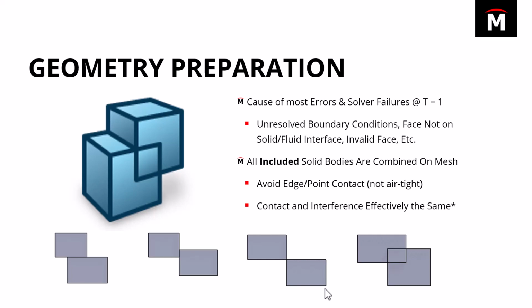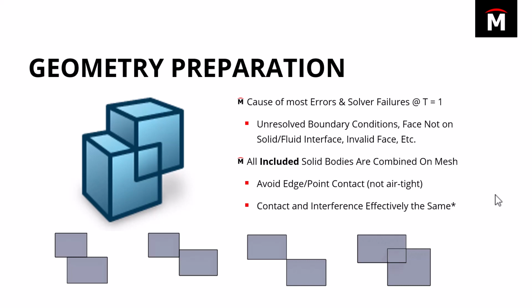So for the most part, if you see an error, something that says something like unresolved boundary condition, the face is not on the solid fluid interface, you have an invalid face, especially if it's a rebuild error in the tree or the solver errors out on the first time step, that's caused by your geometry. You got a problem, and I'm going to show you how to fix it.